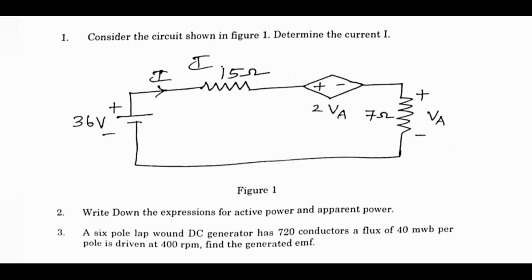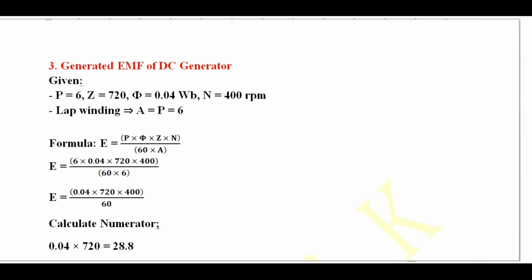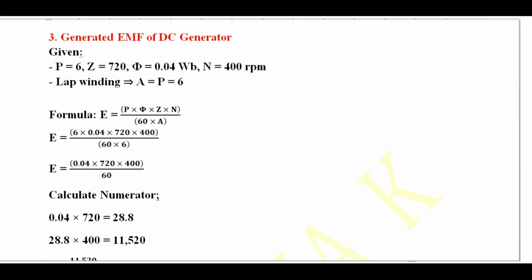To solve this problem, we use EMF equation of DC generator. And the formula is E equals P into phi into Z into N divided by 60 into A. Here E is generated EMF in volt. P is number of poles, which is 6. Phi is flux per pole. It is given as 40 milliwebers. That is 40 into 10 to the power of minus 3 webers. Z is total number of armature conductors, which is 720. N is speed, which is 400 RPM.